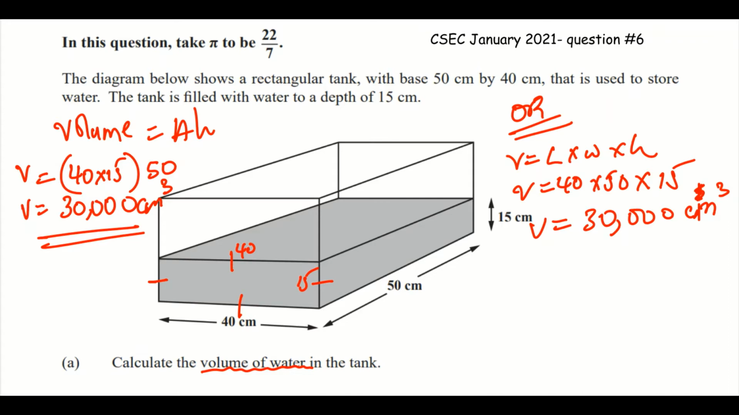So either way, if you had forgotten this formula, which I think is crazy to forget, but anyway, you can use the area of the cross section, which is the cross section of the water in the tank, times the height. And don't forget your units: volume, centimeter cube, meter cube, whatever the unit may be.